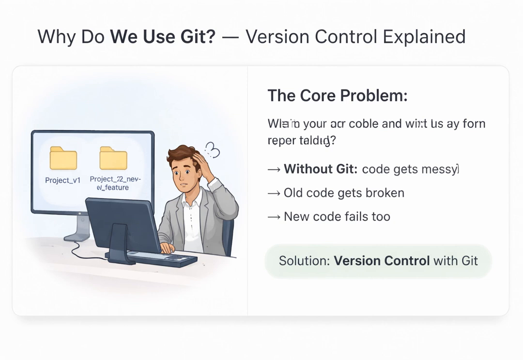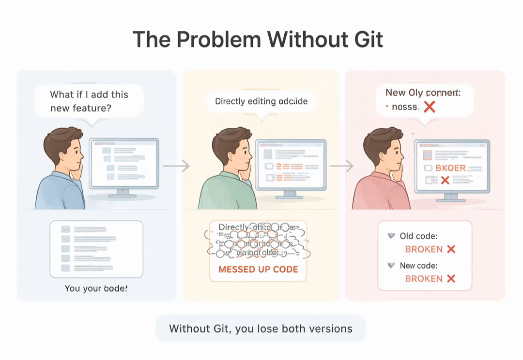Imagine you're working on a project. You've built it up nicely. Everything is in place. Then suddenly, an idea pops into your head. What if I added this new feature? It sounds great, but you're not sure if it'll actually work. So what do you do? Without Git, you're stuck in a really frustrating situation. You might try making a new folder, something like Project Version 2, just to keep things separate. But if you don't do that and you work directly in the same codebase, your original code gets messed up.